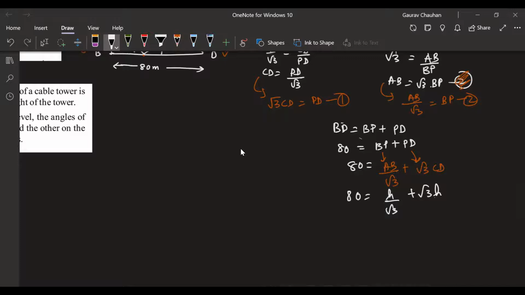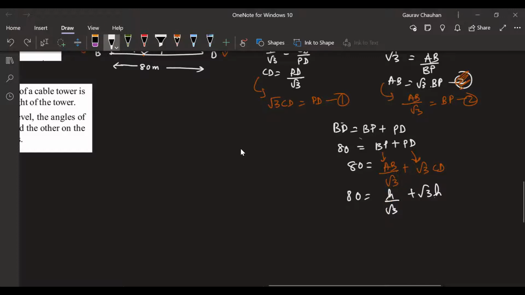Bindu, hello. I did not take height as H, sir. Okay, you wrote root AB by √3 and √3 AB. In place of H, you are writing AB. No, this is AB, this is also AB, or this is CD, that is also CD. Correct? Yes, sir.